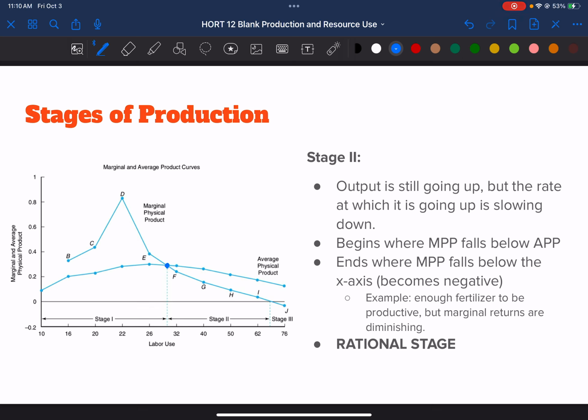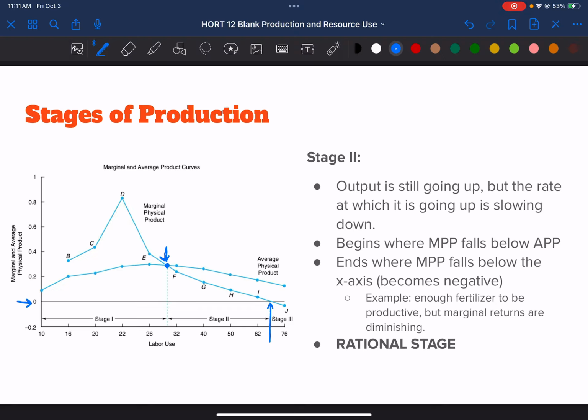And at this point, your output is still going up as you add more and more of your input, but the rate at which it's going up is beginning to slow down. So you're not getting quite as much gains from adding the same amount of input that you did during stage 1. So we begin where the marginal physical product curve crosses the average physical product curve. And then stage 2 ends here where the marginal physical product curve goes below 0. See on this graph, 0 is right here.